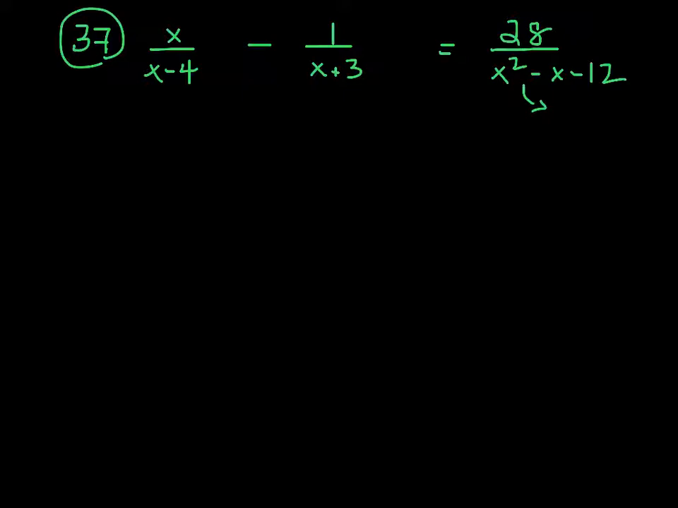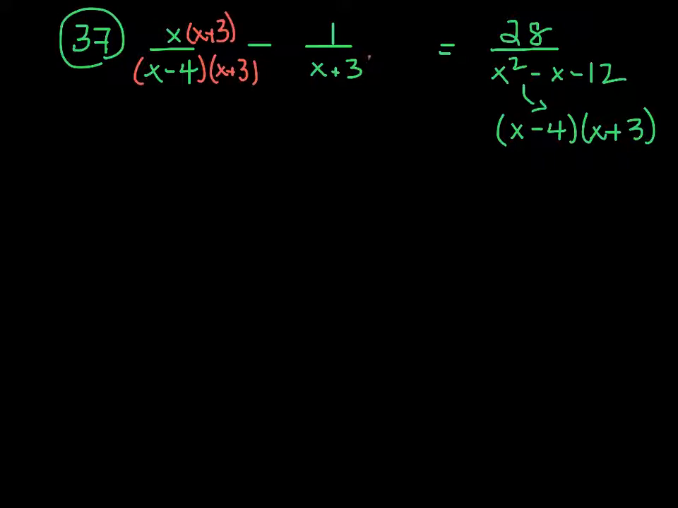So what adds to -1 and multiplies to -12? So that would be x minus 4 and x plus 3. And what that allows me to do is I can see the common denominator a lot better, I think. All right, so now I see that the first fraction is missing an x plus 3. So I'm going to take that first fraction and multiply it by x plus 3 in both the numerator and the denominator.